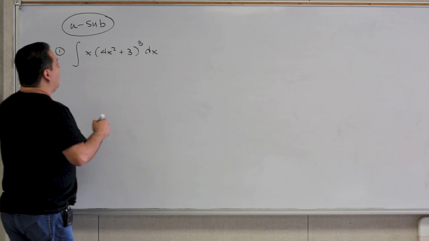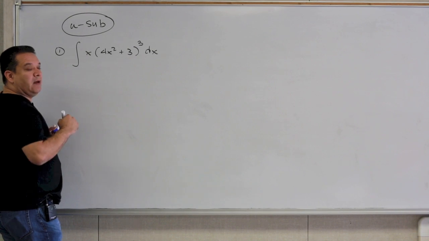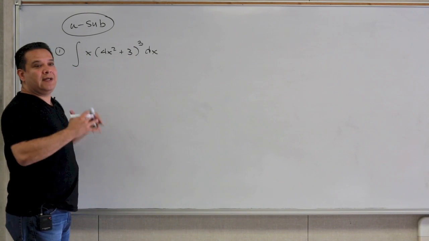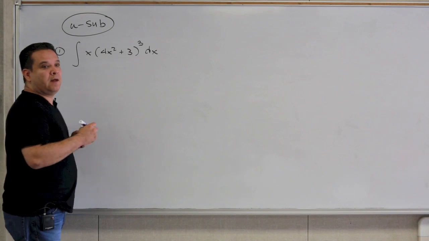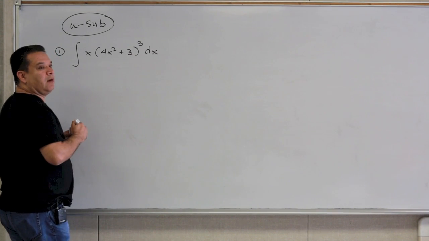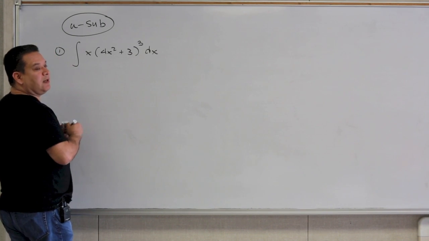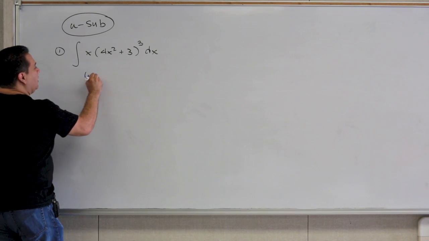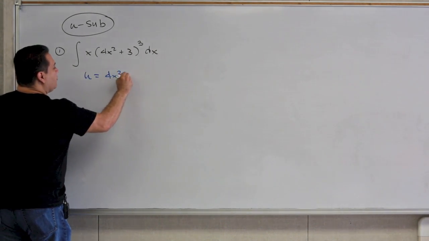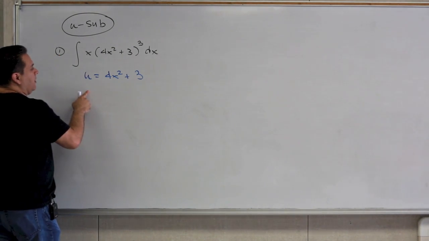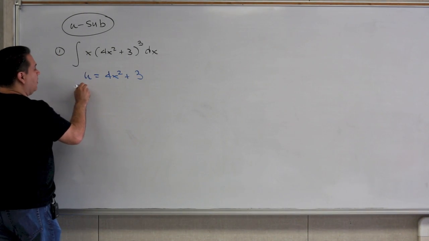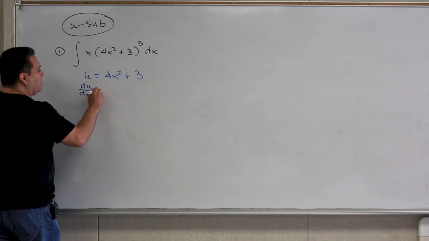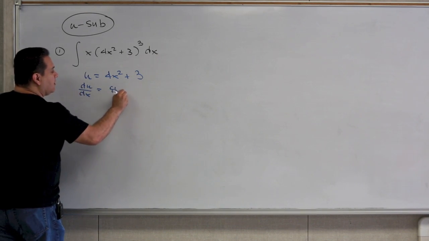But anyway, remember, what do you want U to be? This is based on composition of functions, so U is the inside function. What would you guys say U is here? What's the inside function? It'd be 4x squared plus 3. So you're going to let U be 4x squared plus 3. And then you differentiate U with respect to that variable, x.